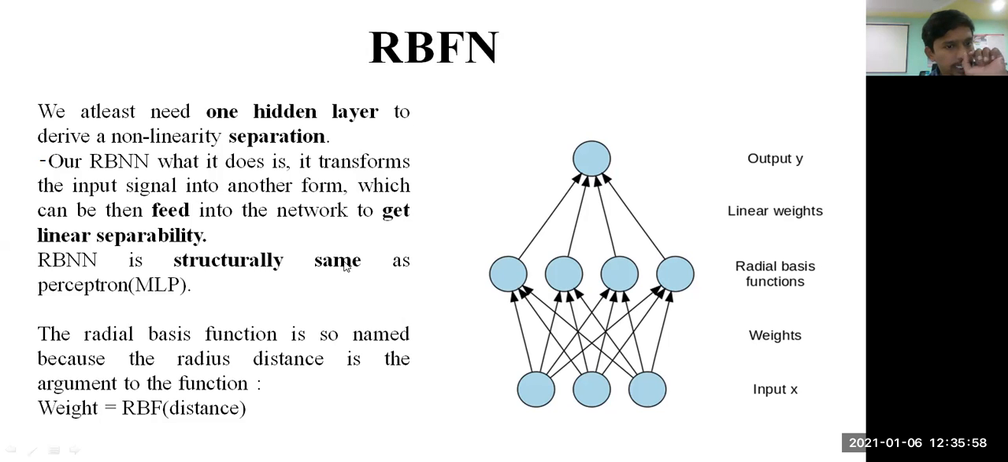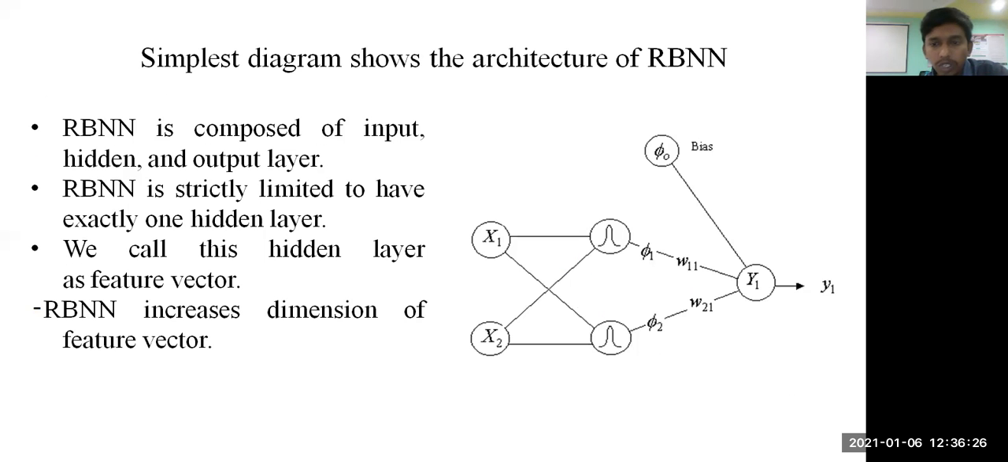RBNN is structurally the same as your multi-layer perceptron, that is MLP. The radial basis function is so named because the radius distance is the argument to the function, that is, weight equals RBF of distance. You can see here the distance will be computed, then the RBF function is applied, and thus weights are obtained. That's why the name is given as radial basis function network. This is the simplest representation of this RBFN network.